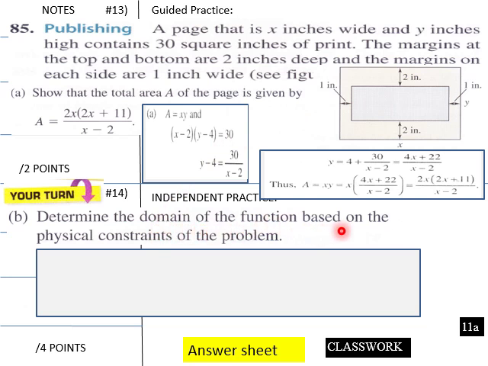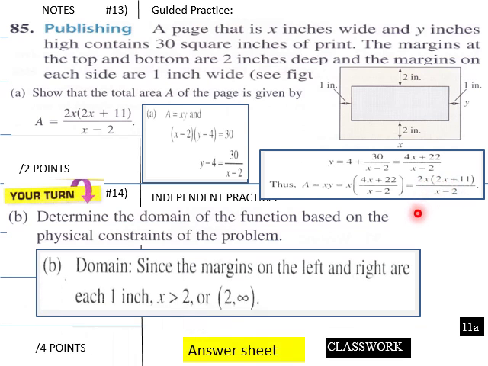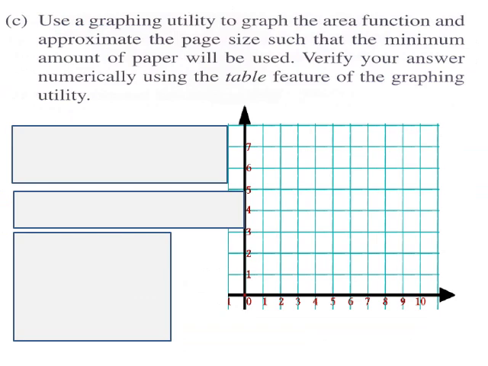Determine the domain of the function based on the physical constraints of the problem. We do not want our denominator negative. The margins on the left and right total 2, so x has got to be greater than 0; it can't be negative or 0. It has to be greater than 2.